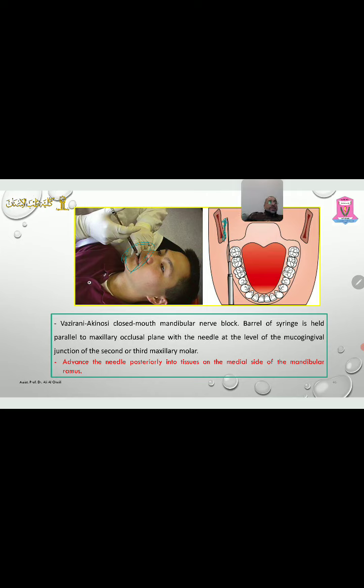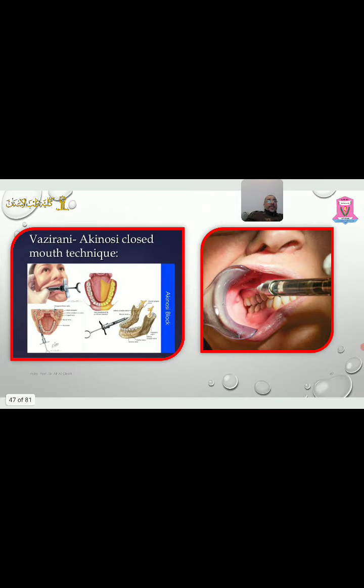The Akinosi closed mouth mandibular nerve block. The barrel of the syringe is held parallel to the maxillary occlusal plane, unlike the Halstead technique. The syringe is parallel to the occlusal plane of the mandibular posterior teeth, with the needle at the level of the mucogingival junction of the second or third maxillary molar, and advance the needle posteriorly into the tissues on the medial side of the mandibular ramus. This is the Akinosi technique.